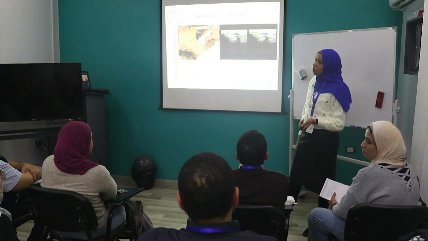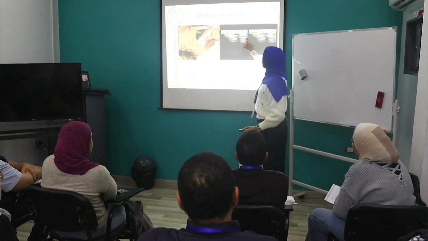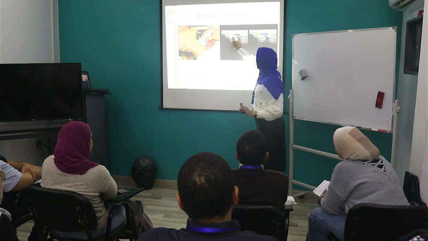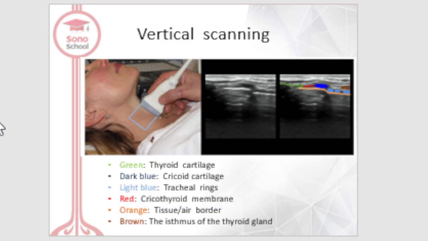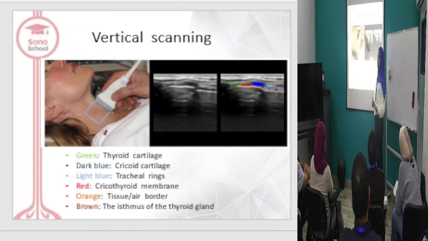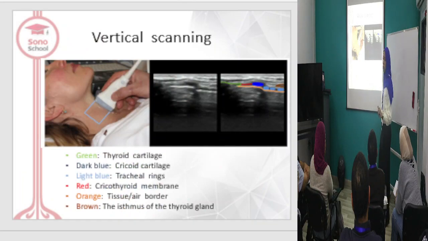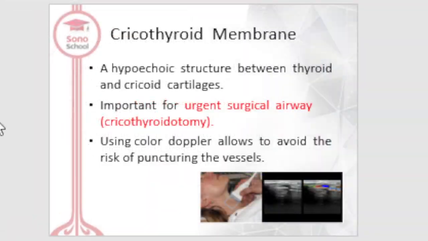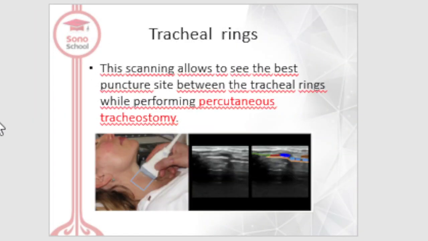Again. Beads, trachea. Cricoid cartilage, line, this hyperechoic line. Yes, membrane, then thyroid cartilage. Here is the place of insertion. No, hypoechoic. At the level of the cricothyroid membrane, a hypoechoic structure between the cricoid cartilage and thyroid cartilage, this line, for urgent surgical airway cricothyroidotomy.